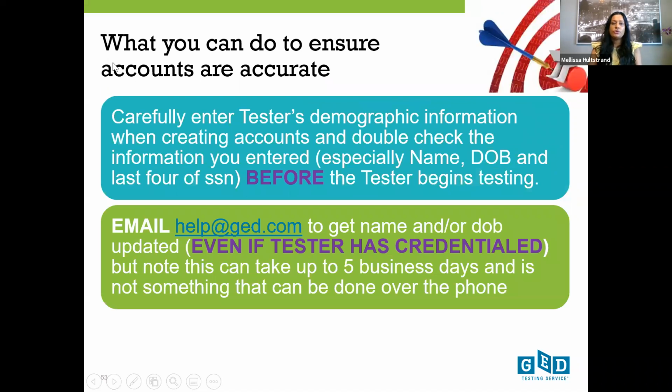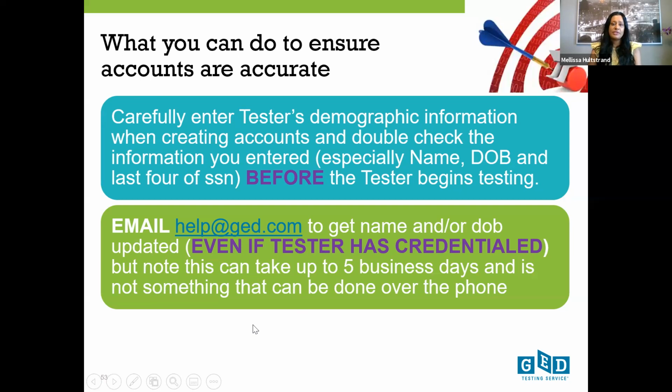So what can you do to ensure that accounts are accurate? I alluded to this at the beginning of the presentation. If you are the person who is creating accounts on the tester's behalf, please make sure that you are carefully entering the tester's demographic information, especially their first and last name, especially their date of birth and social security number, and double check and triple check to make sure that that information is accurate before the tester begins testing.